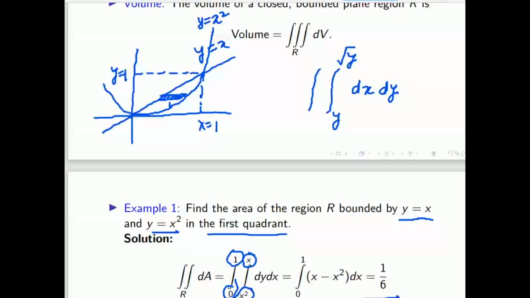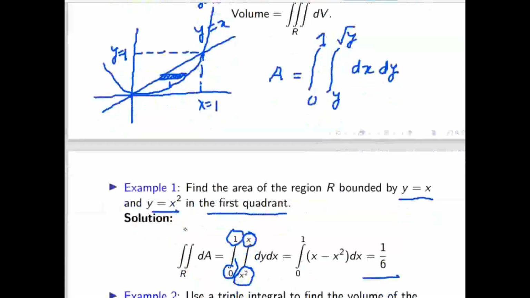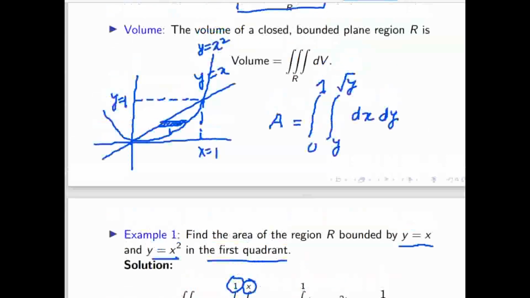So this is the area. This integration and the earlier integration are both the same. This will also give 1 by 6. You can check. And because we are in the first quadrant, we cannot take the minus sign, because in the first quadrant x is always positive, greater than or equal to 0. That's why the upper limit is the square root of y. Once you calculate, you will also get the same 1 by 6.